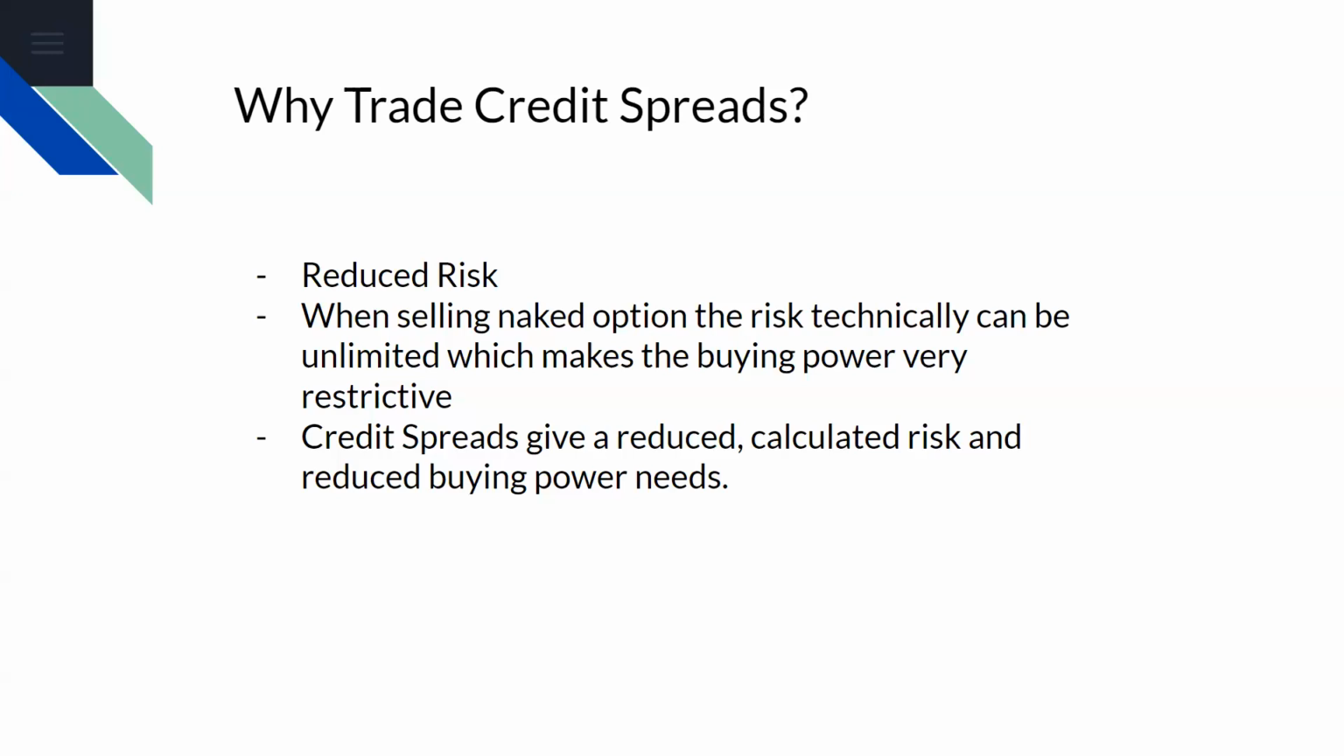So why trade credit spreads? Well, like we were just talking about, one, it reduces your risk. When you sell naked options, the risk technically can be unlimited, which makes the buying power very restrictive. Using a credit spread is going to reduce that risk. It's going to give you calculated risk, and it's going to reduce your buying power needs in order to trade.